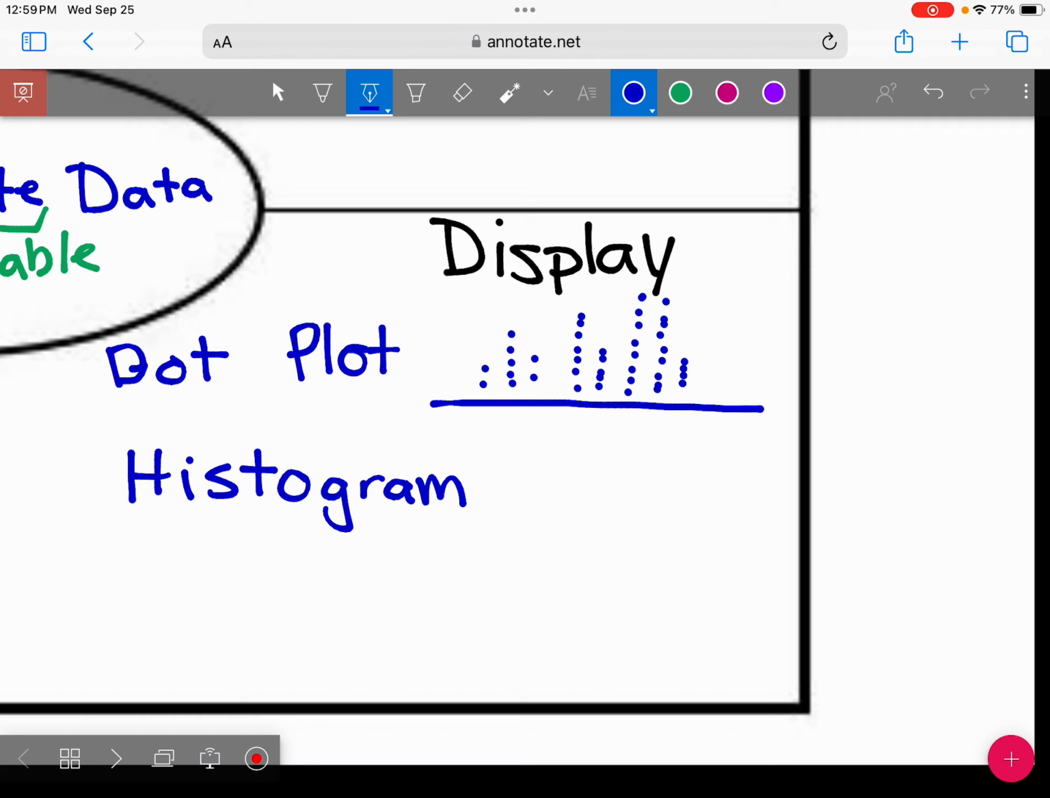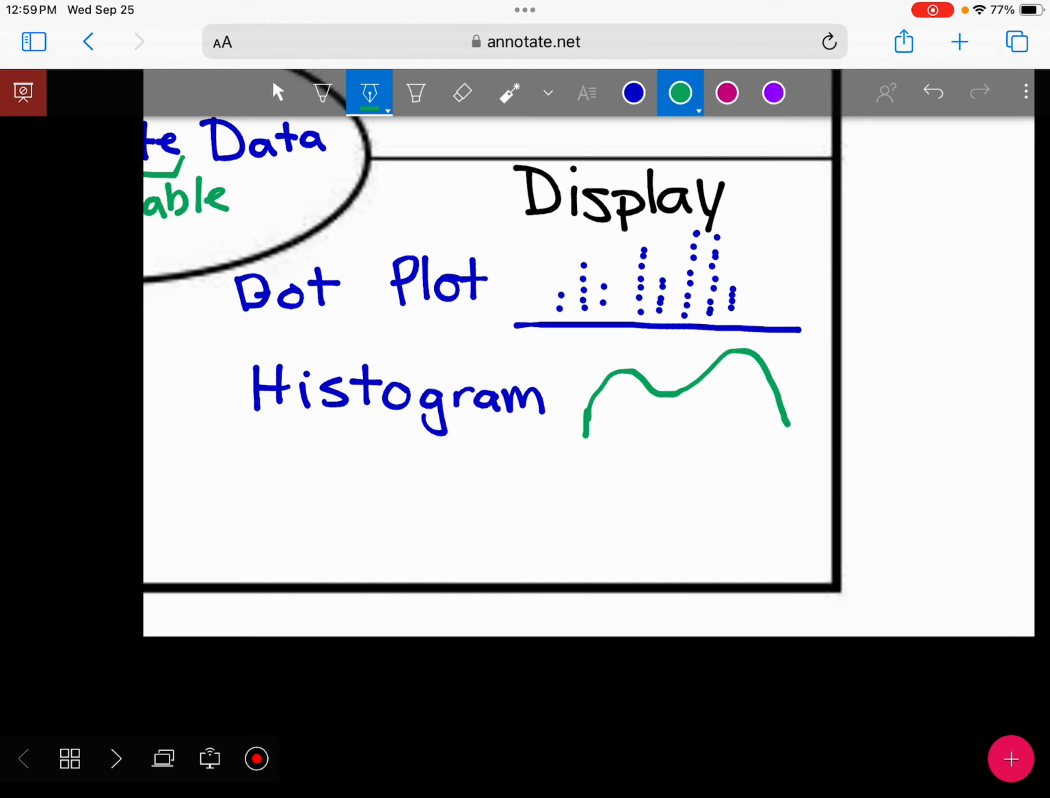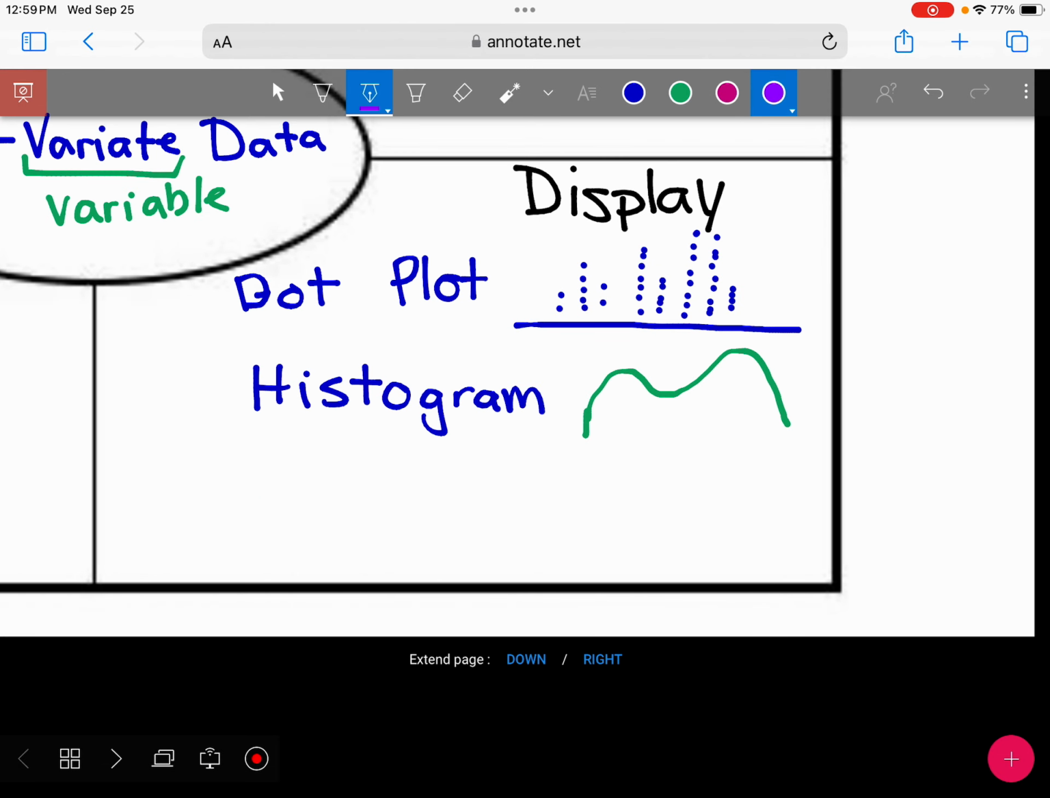We could do something called a histogram, which is very similar to a dot plot. It's going to usually follow the same kind of shape, but we just don't usually draw the dots. So it's looking at the same kind of shape. It could be a line. It could be made of bars. It could be a bar graph. But histograms and dot plots are very, very similar.